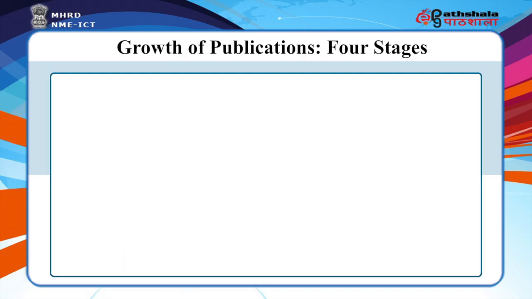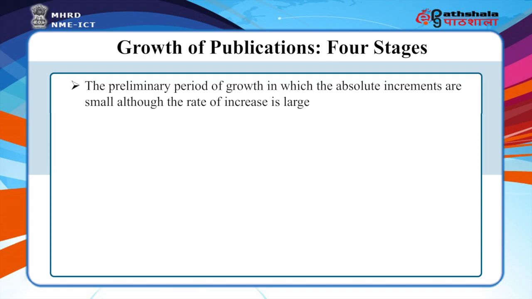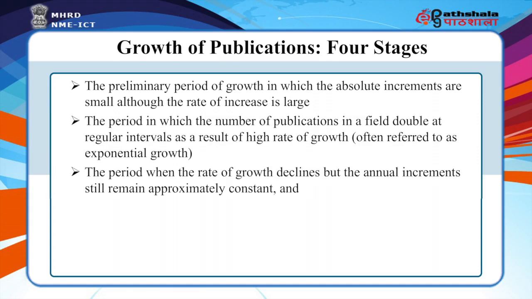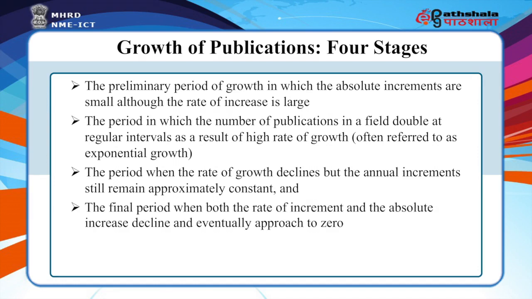Growth of publications, the four stages. Derek de Solla Price suggested that growth of publications pass through four stages. According to him, Michael Mabe and many others, the four stages are preliminary period of growth, period of exponential growth, period in which the rate of growth declines, and finally, the period in which absolute increase declines.